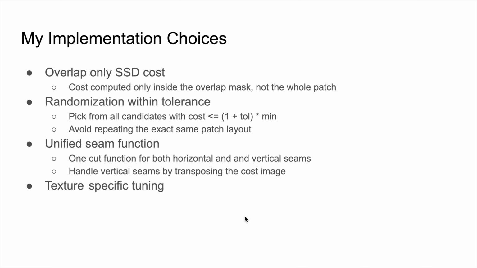Secondly, when I chose a patch, I didn't always look at the single best SSD value. I instead collected all the candidate locations whose cost is within a factor of 1 plus the tolerance of the minimum, and picked one at random. This kept the texture from looking repetitive, but still respected the best matches. And third, I wrote a single seam finding function and reused it for both horizontal and vertical overlaps.